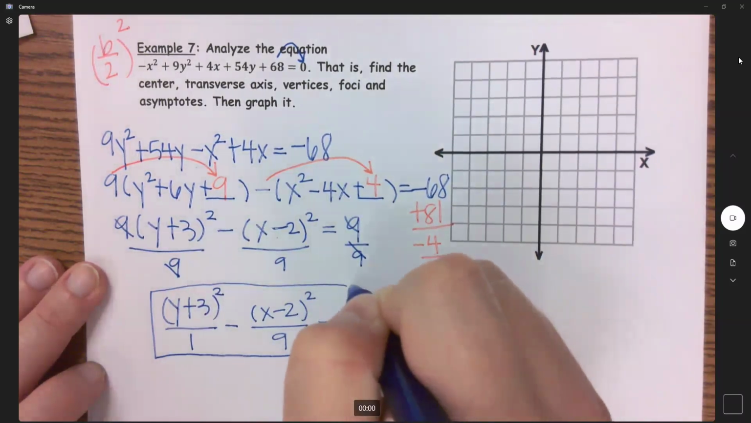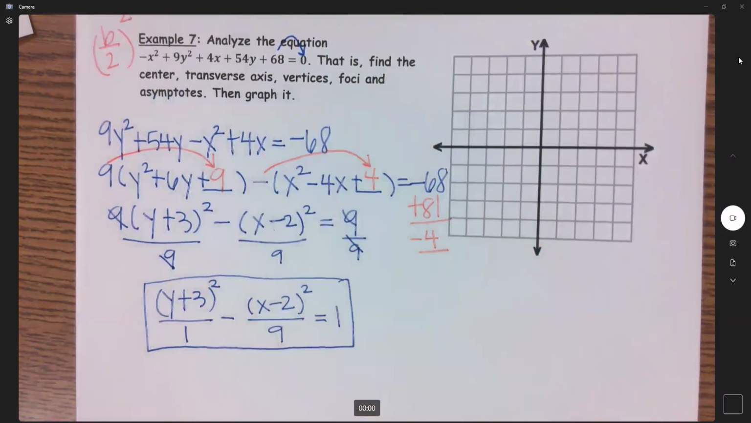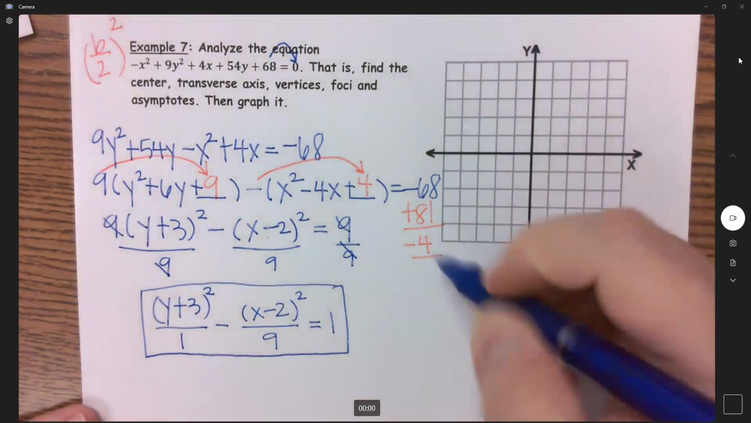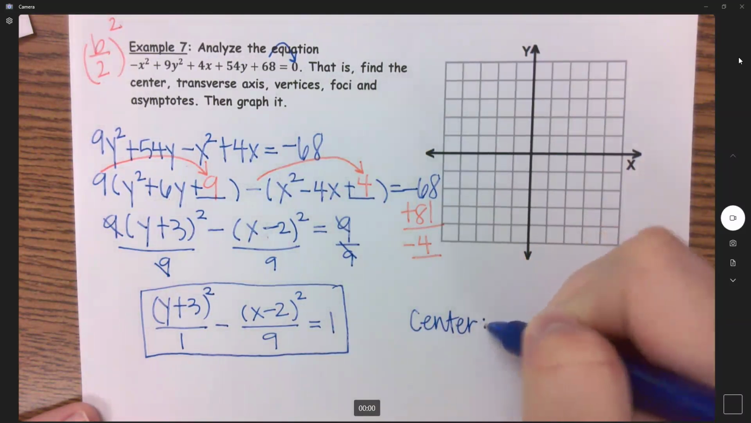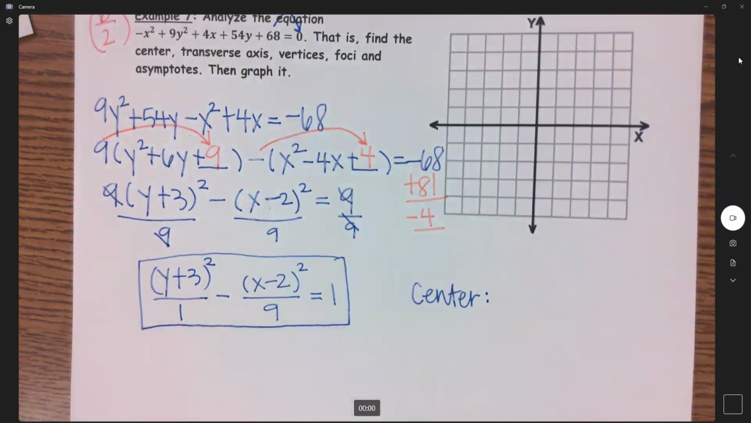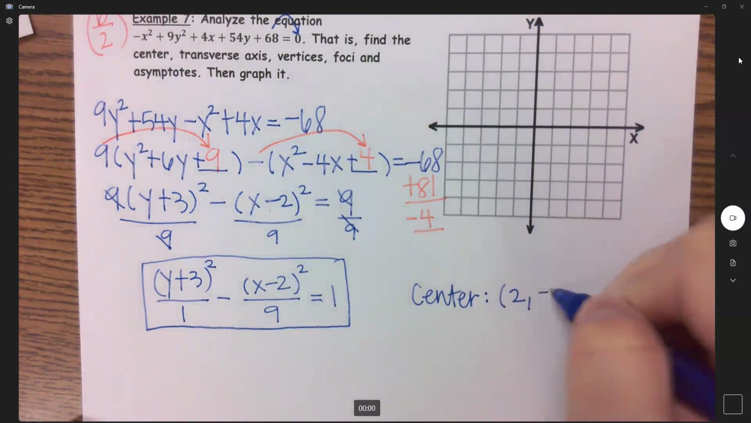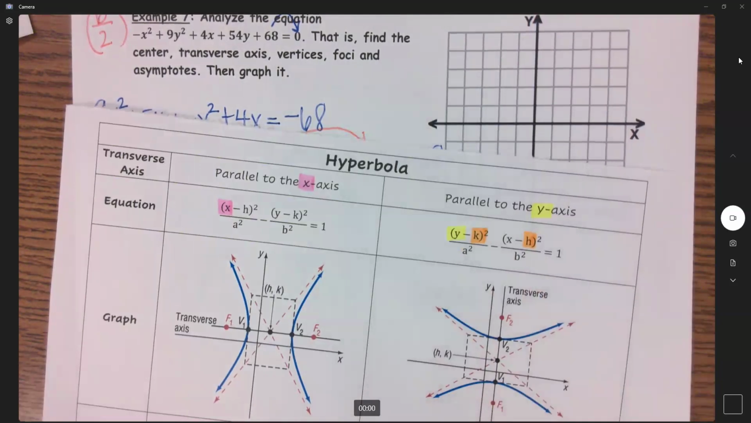So now that I have this in the right form, now I can actually start answering all of these questions here. First thing it wants to know is the center. So I guess I'm fine with that. Okay, what is the center? Pause the video if you want a little bit more time. The center is actually at 2, negative 3. Okay, we're over here on this version here.